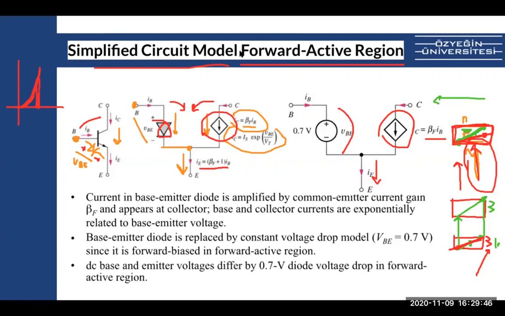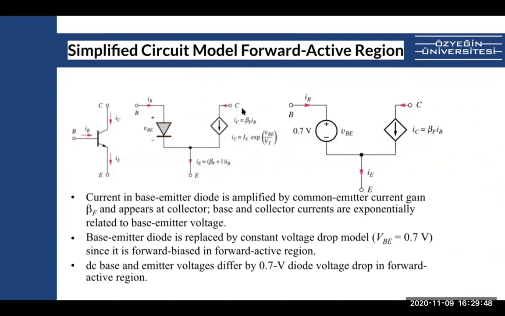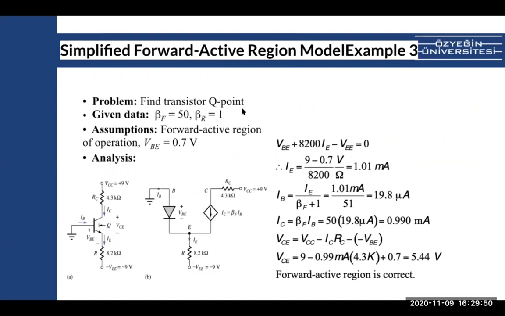Probably you can create three, four different models for this, but this one is the most simplified one. And when you see this BJT in a circuit, you just draw the equivalent model. For instance, here, the equivalent model is this, right? And putting this model here, you can just simply solve the circuit.